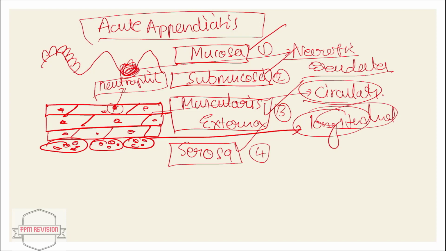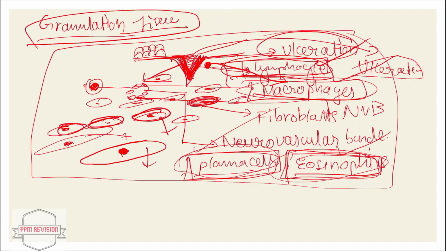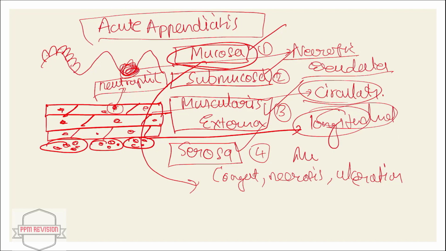Looking at a few points, in acute appendicitis, the lumen is filled with acute inflammatory exudate. The mucous membrane is congested, necrosed, and also ulcerated. So in the mucous membrane, as you see, there is congestion, there is necrosis, and also there is the presence of ulceration. Okay, so it is easier to memorize. The same thing we discussed here, there is ulceration. Even in acute appendicitis, there can be ulceration.